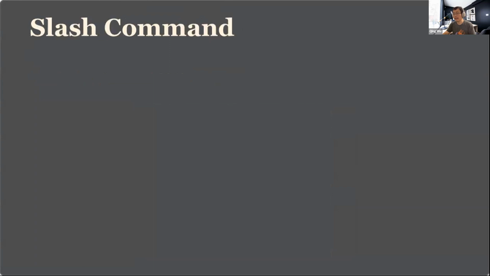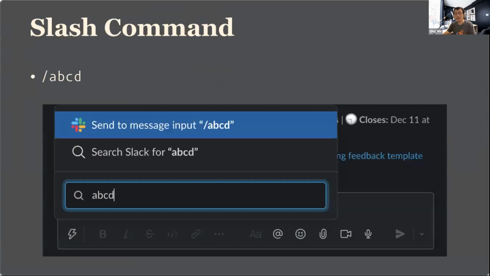Once I had a Slack app, I was trying to build a slash command that starts a meeting in Video Meet. A slash command is just when you type a forward slash followed by something in the Slack message box. And here, ABCD is the command. Of course, it needs to be provided by a Slack app that's installed in your workspace.